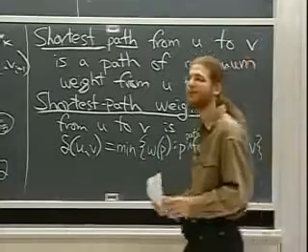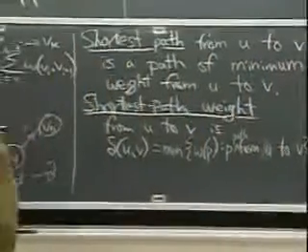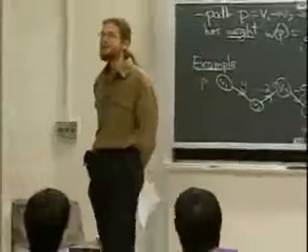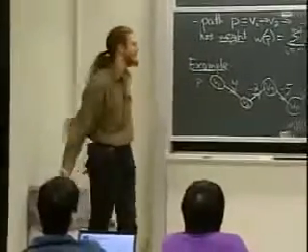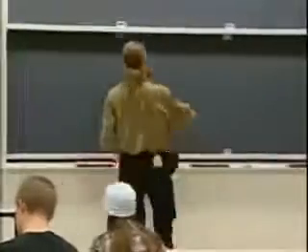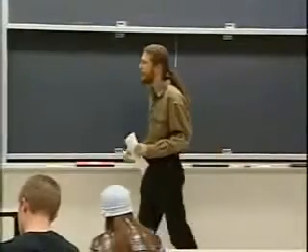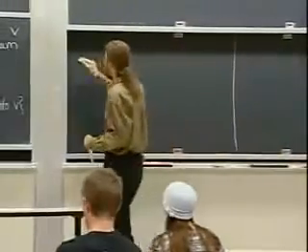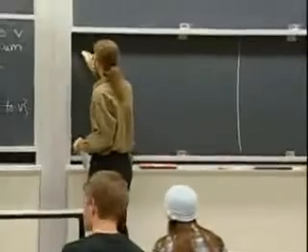Question? But if you're allowed to have negative edge weights, then doesn't that mean that there may be no minimum weight? Good. Okay, my next question was going to be, when do shortest paths not exist? And you've hit upon one version, which is when you have negative edge weights.